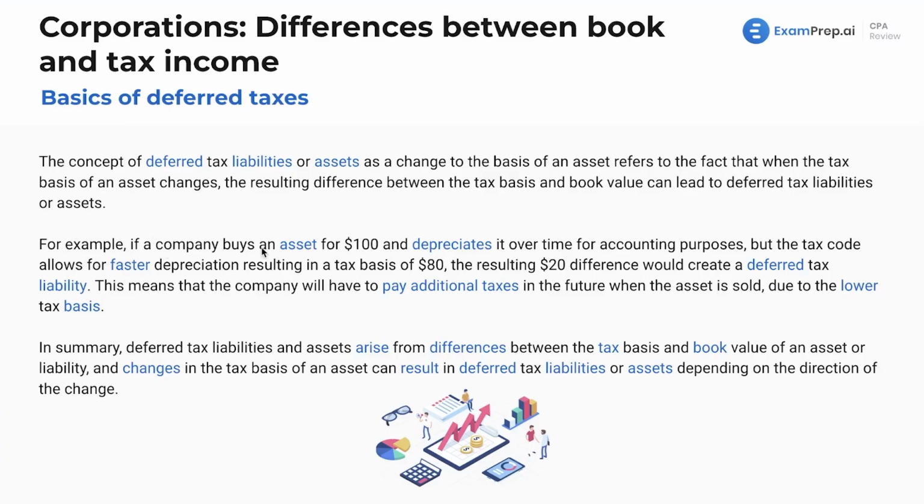Now, for example, if a company buys an asset for $100 and depreciates it over time for accounting purposes, but the tax code allows for faster depreciation, resulting in a tax basis of $80, the resulting $20 difference would create a deferred tax liability. This means that the company will have to pay additional taxes in the future when the asset is sold due to the lower tax basis. Now, in summary here, these are going to result from temporary differences. I think we've beaten that to death.